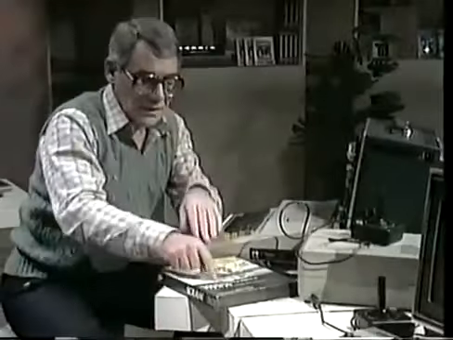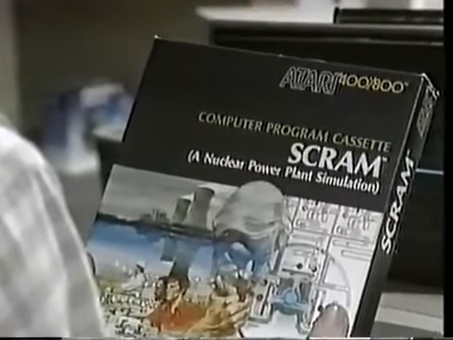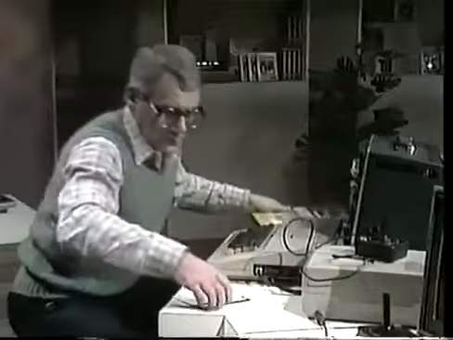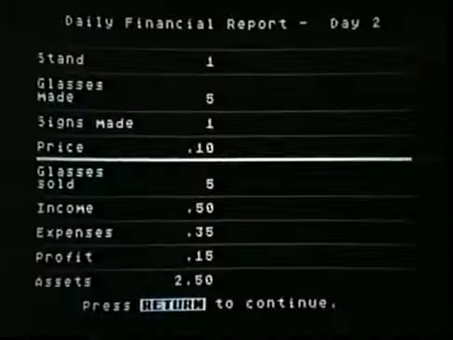Now you're going to work through a potentially dangerous process, controlling the operation of a nuclear power plant. Is this it? Right, SCRAM, a nuclear power plant simulation. Okay, oh, this ought to be interesting. Okay, now.